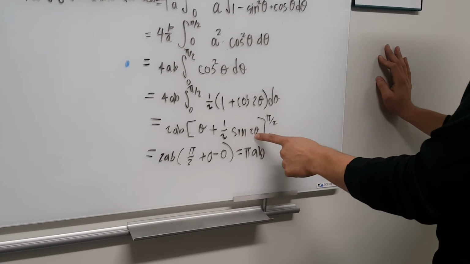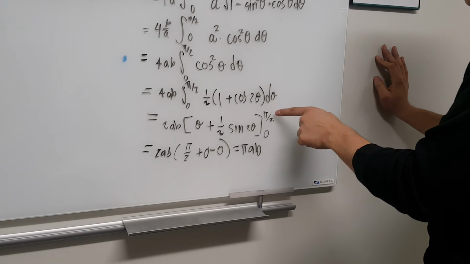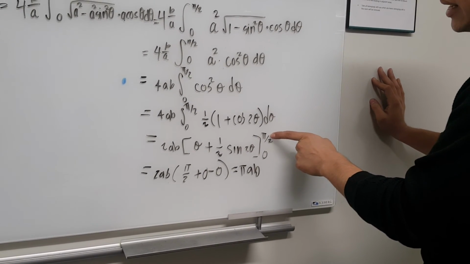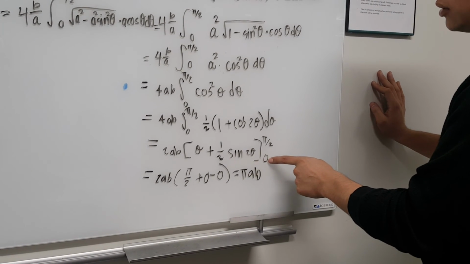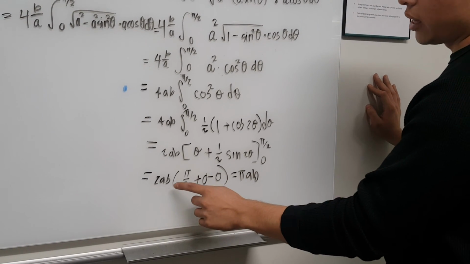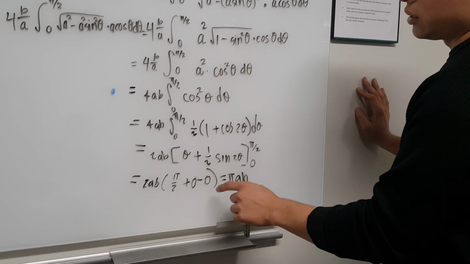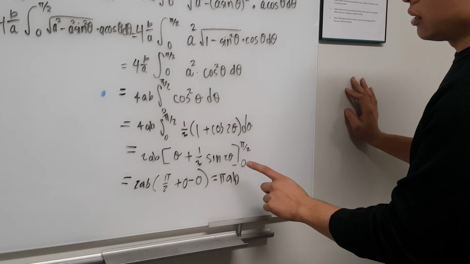And then we plug in pi over 2 and subtract it by plugging in 0. And so that gives us 2ab times pi over 2 plus 0 minus 0, which is pi times a and b.